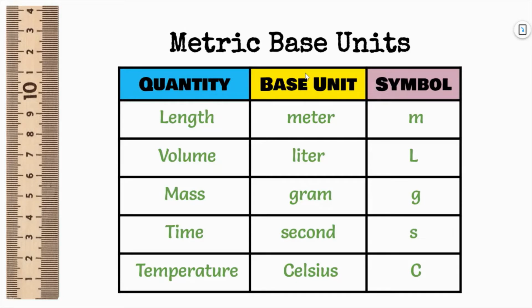Right, then here you have the quantity: length, volume, mass, time, temperature, and these are the base units for each one. And then these are the symbols for each one, right? So length, meter, M; volume, liter, capital L. Make sure you do the capital L because if you have a lowercase l, it's hard to tell if it's an I or an L. Mass, grams, and then G. A lot of people have difficulty with this one. Remember, time is seconds, and that's the S. And then temperature, we measure in Celsius, and that's a capital C.